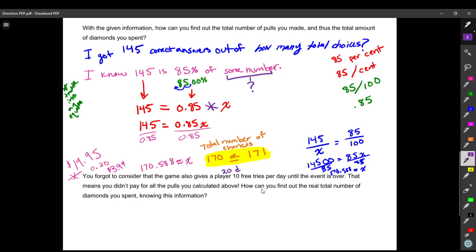However, that isn't all. In this game, which actually, this is not just a word problem, this is real. In this game, we forgot to consider: the game also gives the player 10 free tries per day until the event is over. That means you didn't actually pay for all the pulls you calculated above. So some of these pulls are free pulls, meaning I didn't pay for them, so I don't need to calculate my diamonds. How can you find out the real total number of diamonds you spent knowing this information?